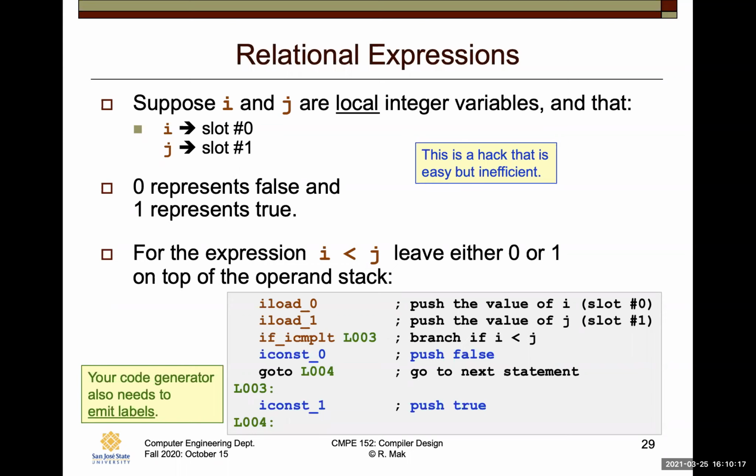Okay, so as I said, yes, you end up generating more code than you would think is necessary to do these kinds of simple comparisons. But I'll leave it to you to optimize this and generate better code, okay? But this code will work. It's just not all that efficient, okay?